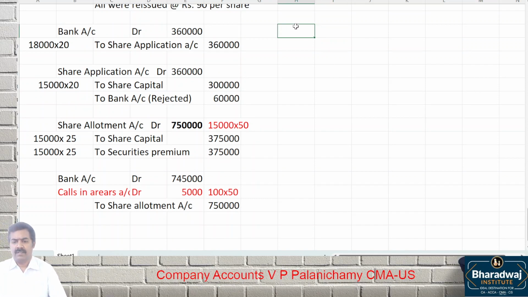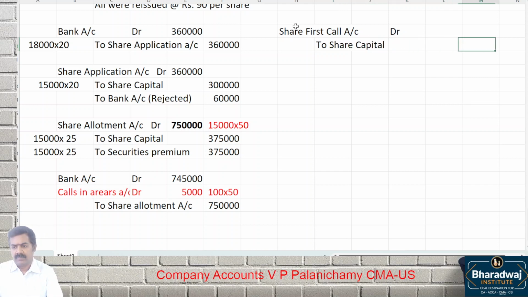Shall we? What is the next entry? Share first call account debit to share capital. 15,000 into what is the first call money? 30. 15,000 into 30, how much will it come? 4,50,000.